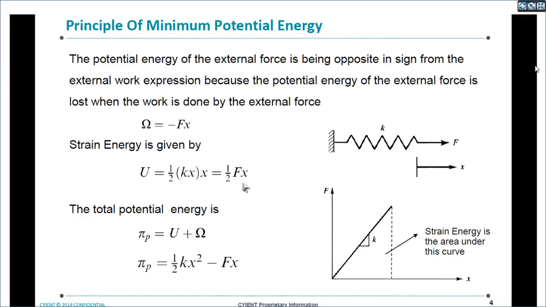This is the strain energy given for a spring, half kx square.